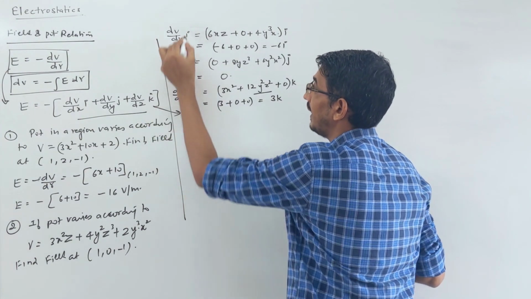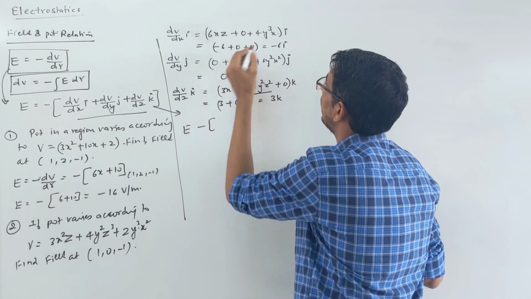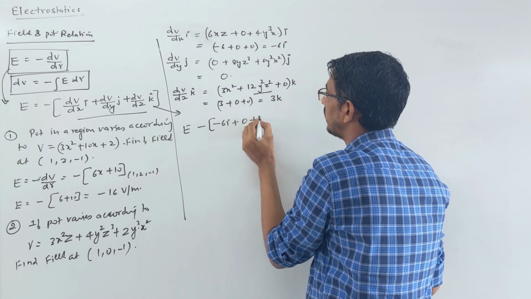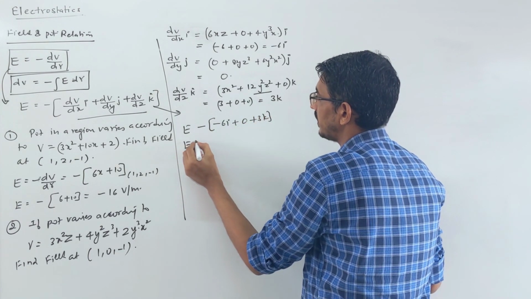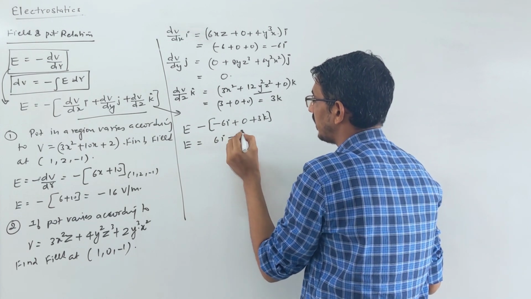Now what is the final answer? This way we write, okay? We add all this and the negative is outside, okay? So E is equal to minus, x coordinate is -6i, y is 0, and plus 3k. Or you can write E is equal to 6i minus 3k. So this is your answer.